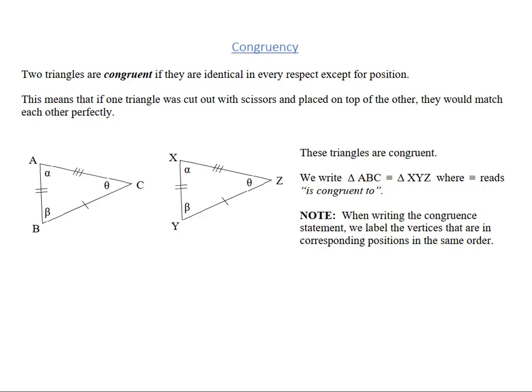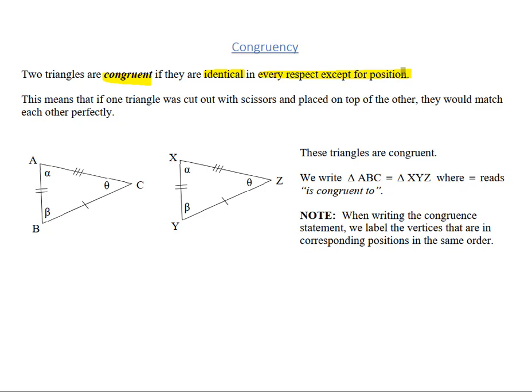This video goes through congruent triangles. Now, two triangles are congruent if they are identical, and that means identical in every respect except for position. Okay, so what that means is if one triangle was cut out with scissors and placed on top of the other, they would match each other perfectly. So these two examples here, these triangles are congruent.